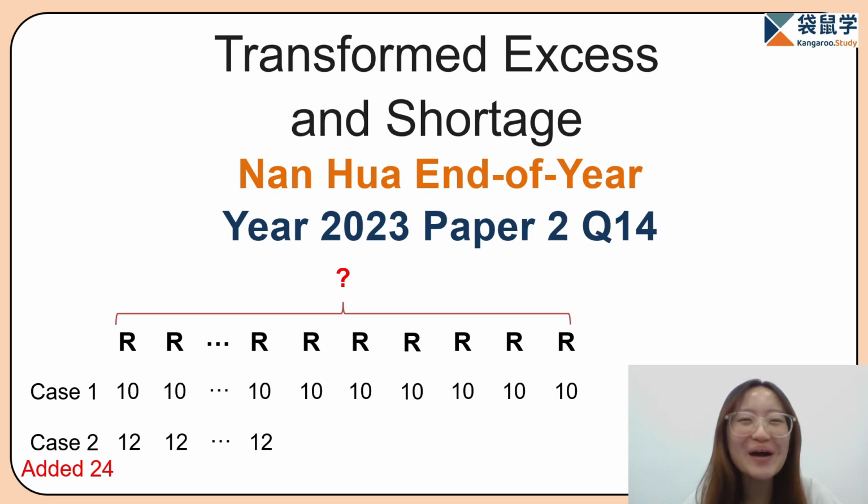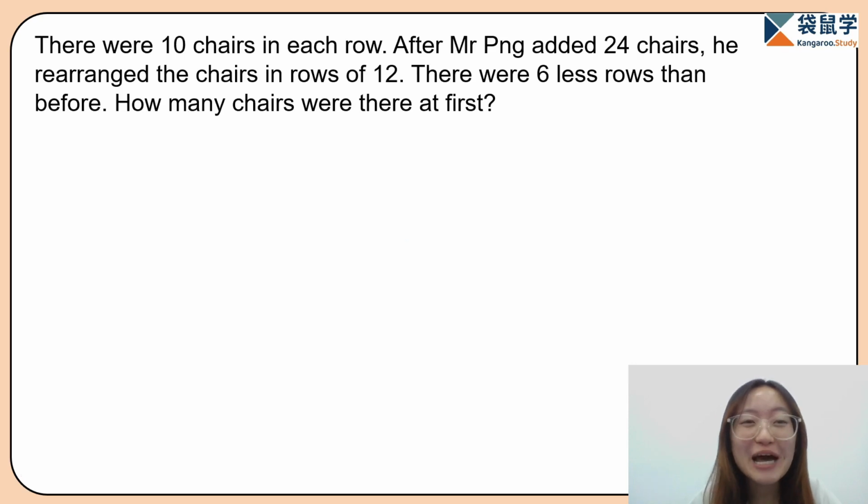I have a transformed excess and shortage question from Nanhua end of year 2023 paper 2 question 14. Let's get started. So there were 10 chairs in each row. Let's underline important information. So we have 10 chairs.